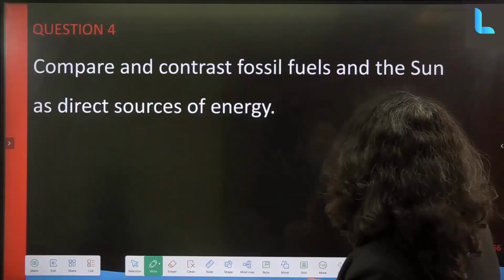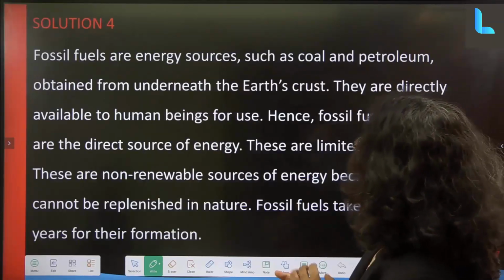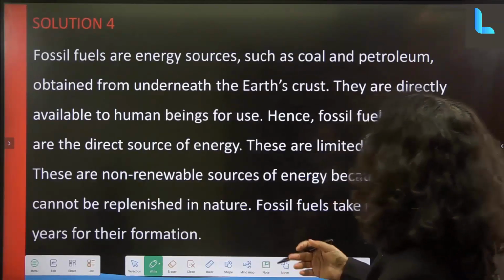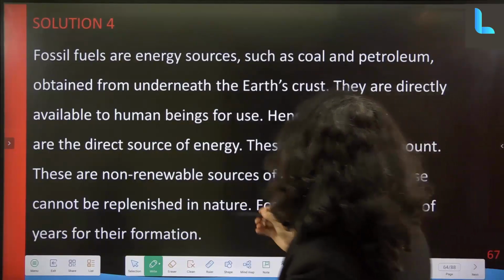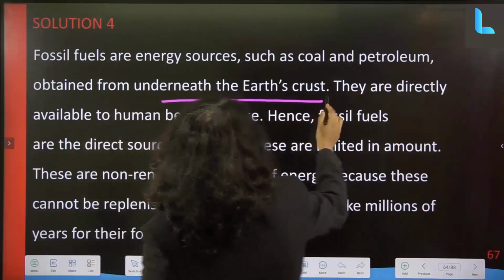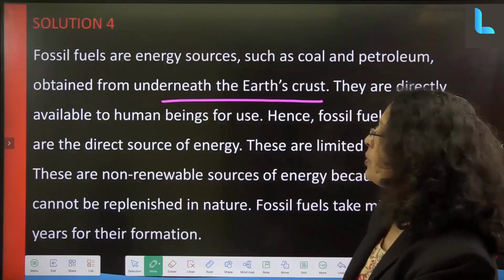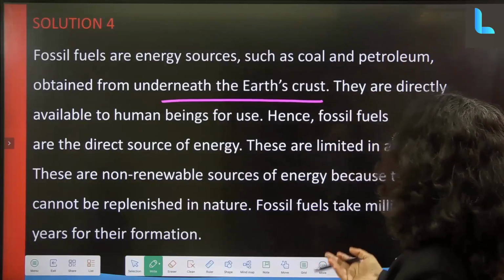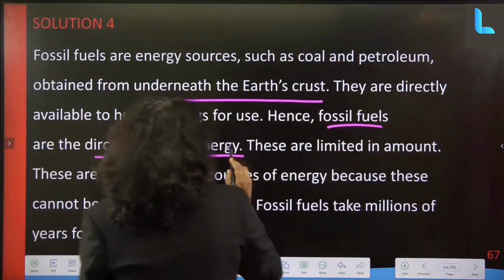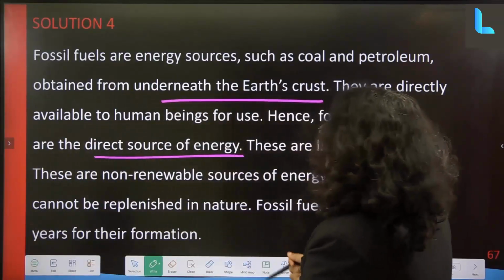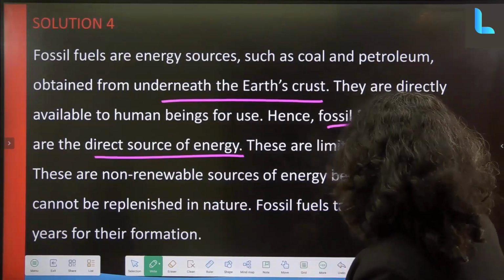Compare and contrast fossil fuel and the sun as direct source of energy. Fossil fuels are energy sources such as coal and petroleum obtained from underneath the earth's crust. They are directly available for use. Hence, fossil fuels are a direct source of energy. They are limited in amount. They are non-renewable because these cannot be replenished in nature.